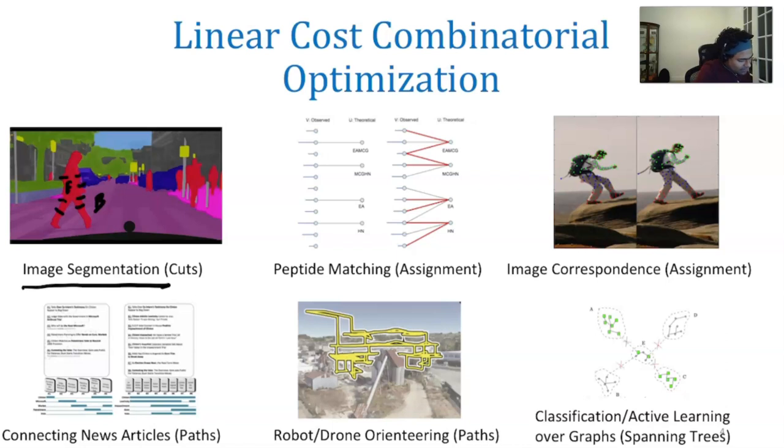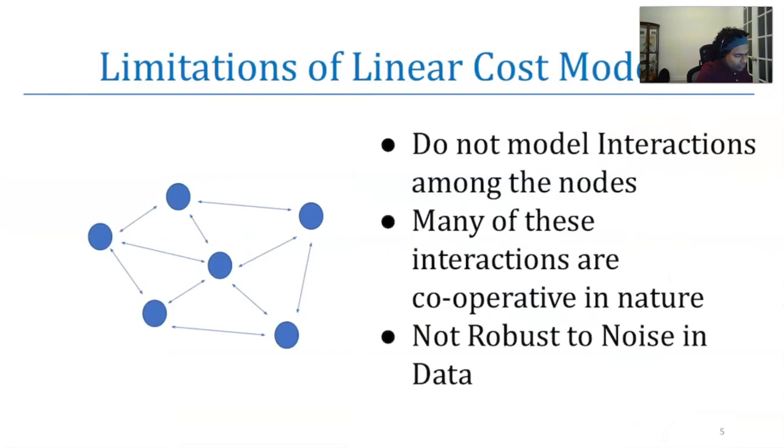and then you have the background, and then you want to find cuts between the foreground and background, right? Another application is image correspondence, where you have sets of pixels over here and you want to match pixels, right? Similarly, peptide matching is an assignment problem. Connecting news articles is a minimum path problem. Robot drone orienting again is a minimum path problem. And then things like active learning, etc. over graphs have been studied as spanning trees, right? So a lot of applications involve linear cost combinatorial problems.